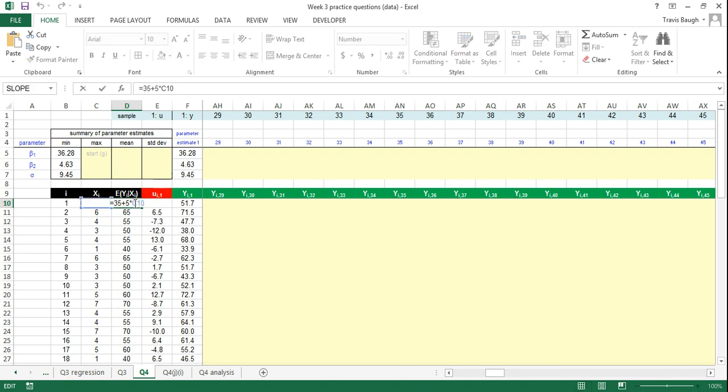Now, here we have something a little bit more interesting in cell D10. This is 35 plus 5 times C10. And then the U is just a number. And then the Y seems to be equal to the expected value of Y from D10 plus that error term.